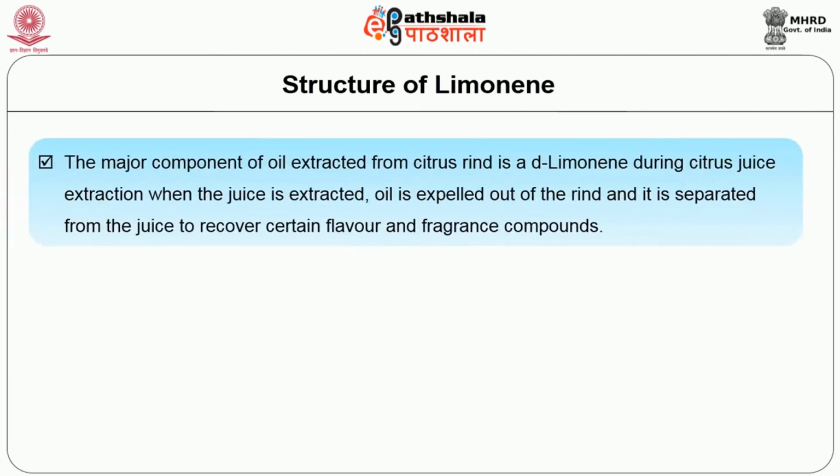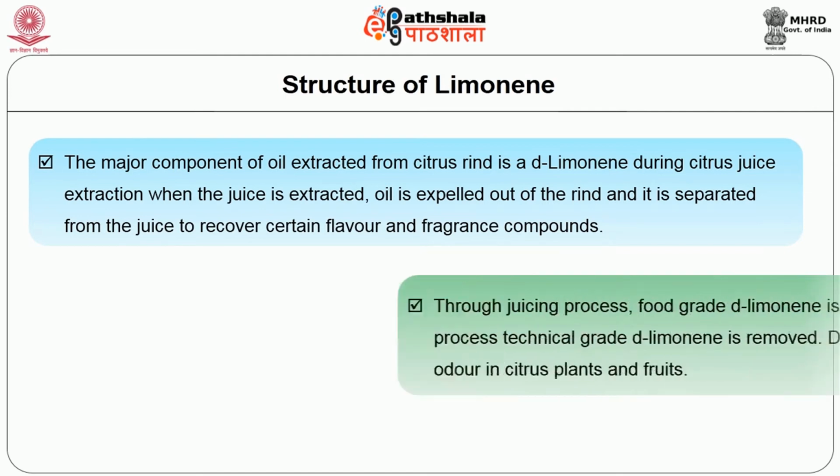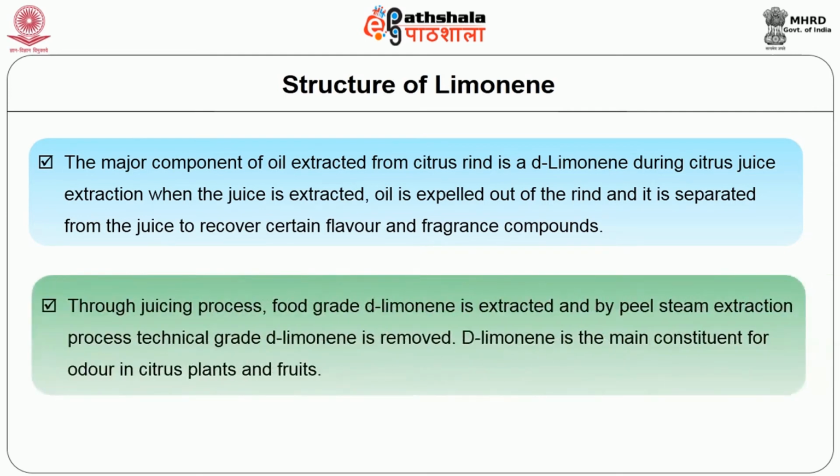The major component of oil extracted from citrus rind is D-limonene. During citrus juice extraction, when the juice is extracted, oil is expelled out of the rind and it is separated from the juice to recover certain flavor and fragrance compounds. Through the juicing process, food grade D-limonene is extracted, and by the peel steam extraction process, technical grade D-limonene is removed. D-limonene is the main constituent for odor in citrus plants and fruits.